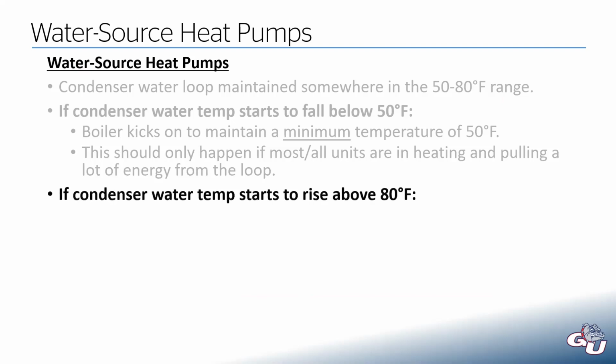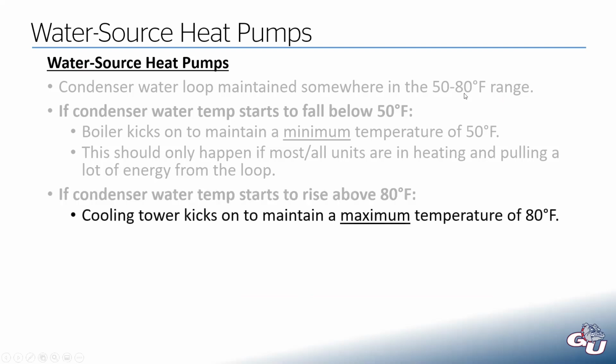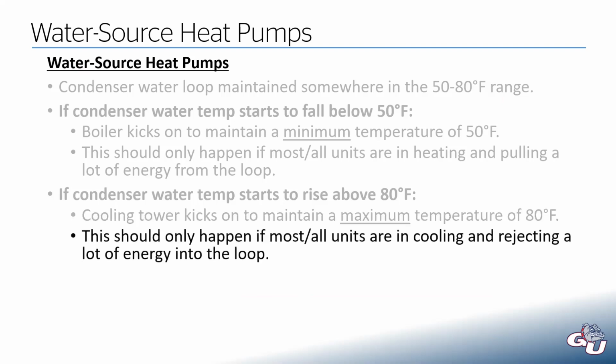On the opposite end, let's say our condenser water temperature starts to rise above 80 degrees, which is our high limit. In that case, our cooling tower is going to kick on to maintain a maximum temperature of 80 degrees, meaning we don't want the temperature to get warmer than that. And this should only happen if most or all of our units are in cooling mode, which means they're rejecting a lot of heat into the loop. They're pulling heat out of the spaces and then putting it into the condenser water, which is going to warm up that condenser loop.